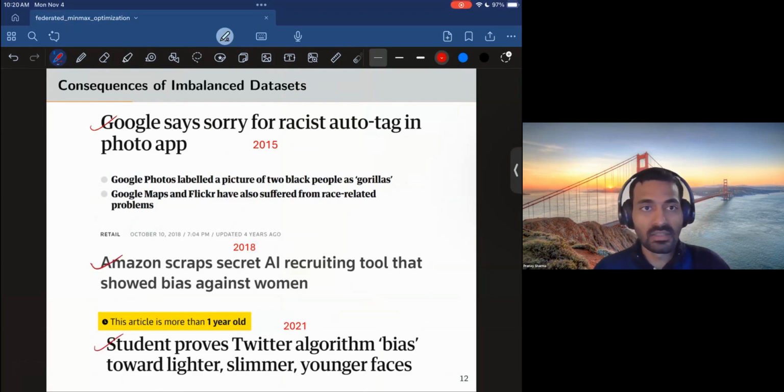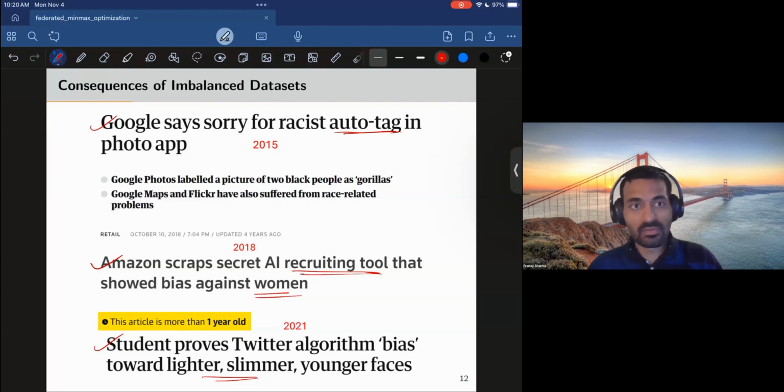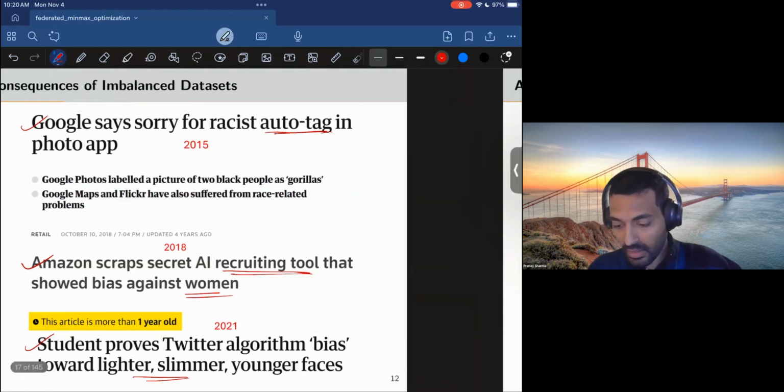And in all these cases, whether it was auto tagging in photos which turned out to be racist, or some recruiting tool in which there was shown to be bias against women, or a similar thing happening in Twitter. In all these cases, the underlying problem was that the data set which was used to train the application had a lot of bias, it had a lot of imbalance, right? So this problem of imbalanced data sets can have very real world consequences.